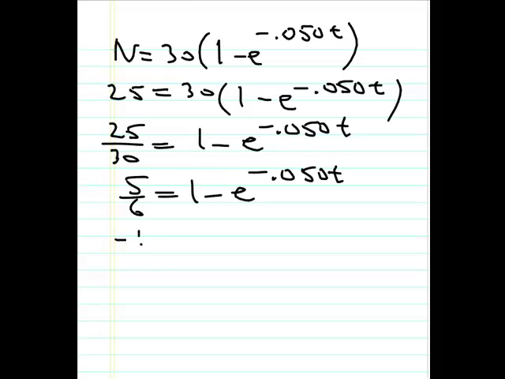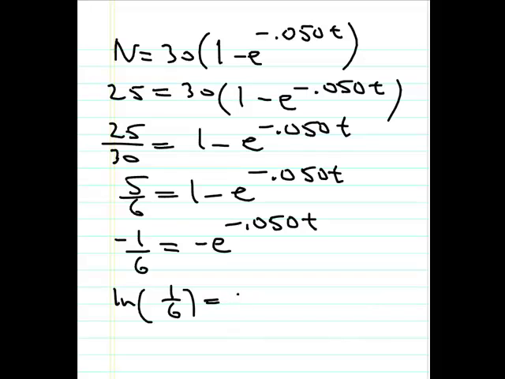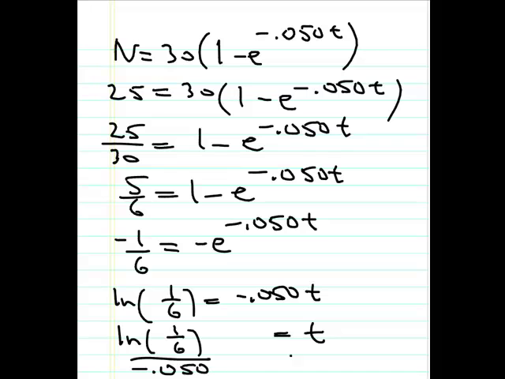So subtract 1 from both sides. We get negative 1/6 is equal to negative e to the negative 0.050t. We're going to divide both sides by negative 1, or multiply both sides by negative 1, and take the natural log of both sides. So the natural log of 1/6 is equal to negative 0.050t. So t is going to equal the natural log of 1/6 divided by negative 0.050.